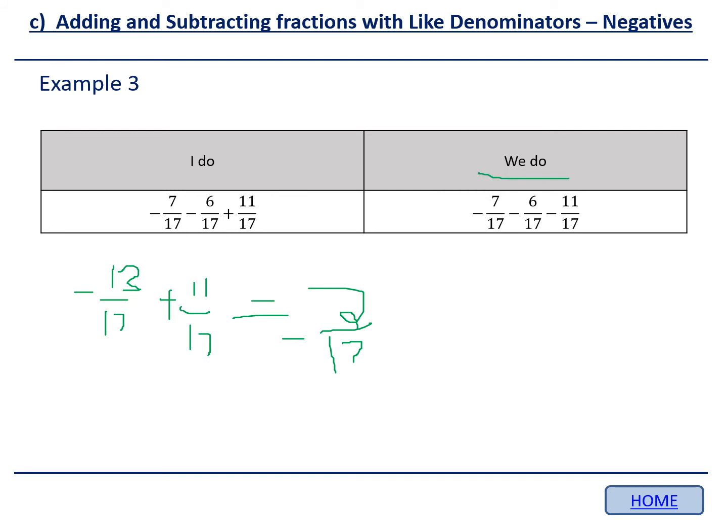Okay, pause the video and have a go at the we do, please. Lots of minuses here. And as we keep going negative, take away and take away, this will leave us with minus 24 over 17. It's top heavy, so you could change it to minus 1 with 7 over 17, because 17 goes into 24 once, with a remainder of 7 over 17.